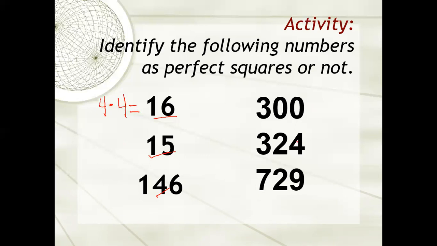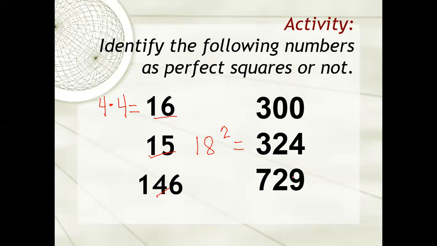How about 324? Is 324 a perfect square number? Yes, it is. Why? Because we can think of a factor of 324 that when you multiply it by itself will lead you to a product of 324. That is 18 squared. And 18 squared is equal to 324. Therefore, 324 is an example of a perfect square number.